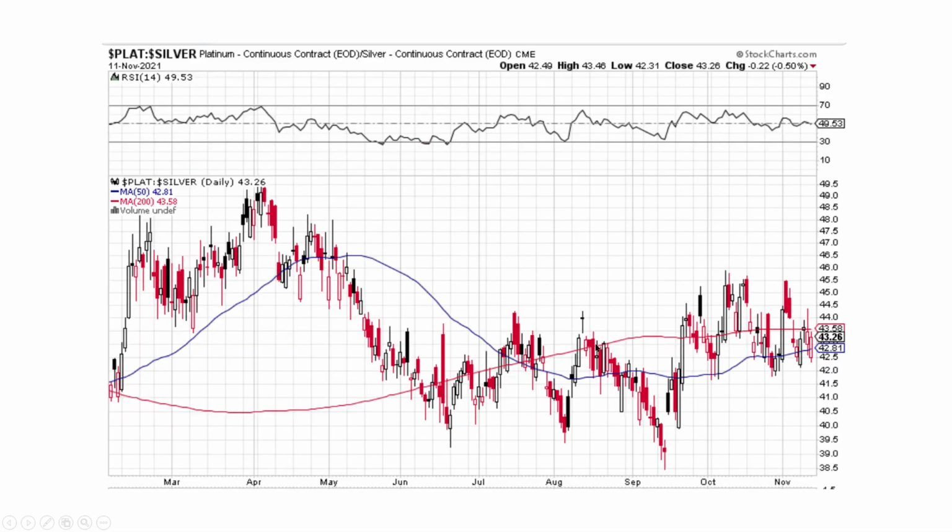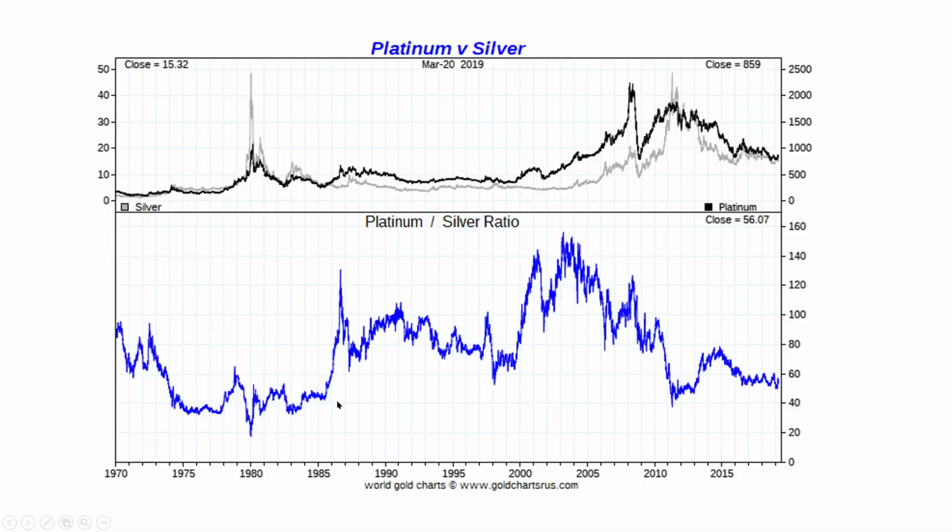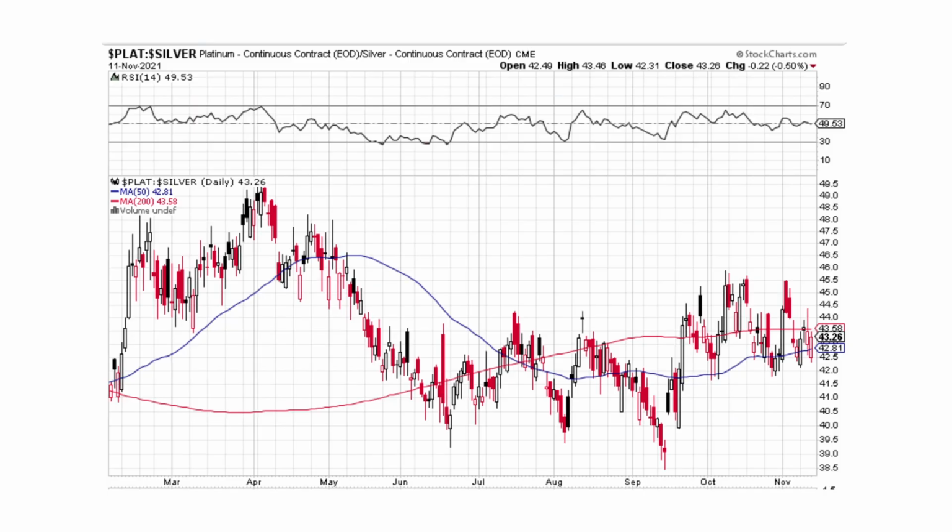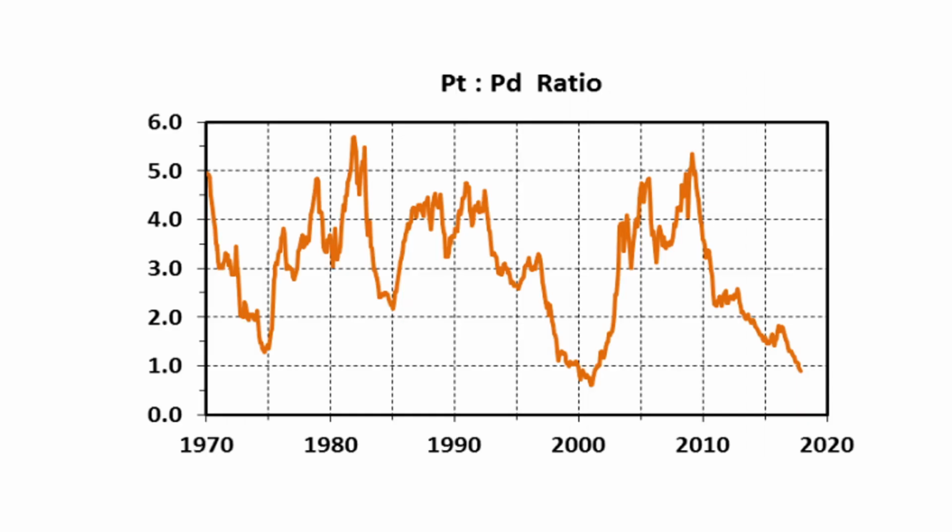What are we at today? We're at 43. 43 is on the cheap side. Super cheap. Signaling platinum is a screaming buy if you use the platinum to silver ratio. You think silver's cheap? Well, platinum's in the dirt. It's dirt cheap. Platinum to palladium ratio.